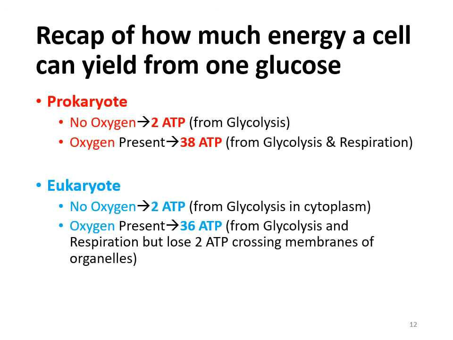So again, a prokaryote, no oxygen, they get 2 ATP. Oxygen, they get to keep 38 ATP. Eukaryotes, on the other hand, no oxygen, 2 ATP, just like a prokaryote would. But if oxygen is present, a eukaryote only gets to keep 36 ATP from breaking down 1 glucose. Okay, and again, that's because they have extra internal membranes.